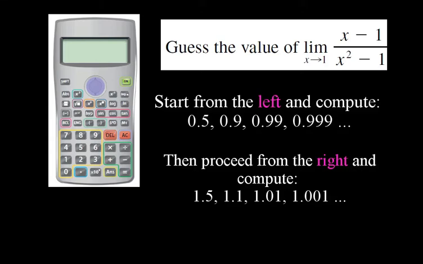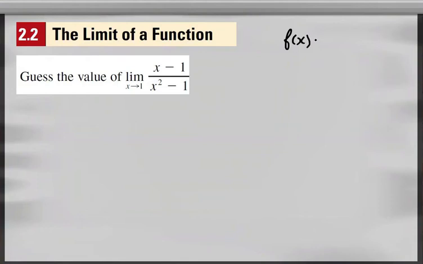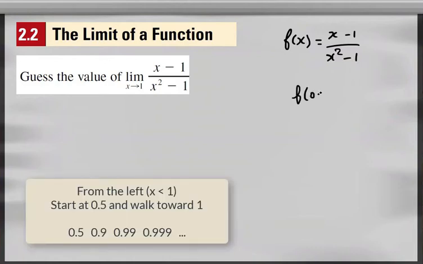Guess the limit of x minus 1 divided by x squared minus 1 as x approaches 1. With your calculator, compute the values of f of x for values of x close to 1. F of x is x minus 1 over x squared minus 1. If we start with 0.5, we have 0.5 minus 1 divided by 0.5 squared minus 1, which is 0.66667.